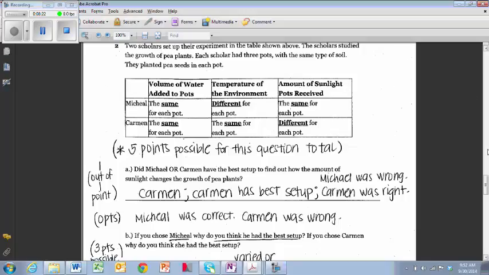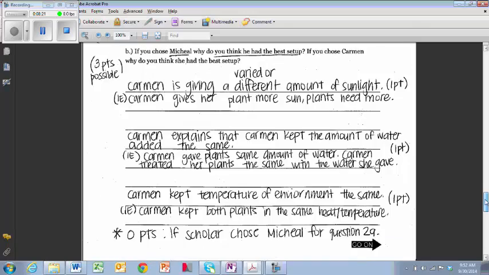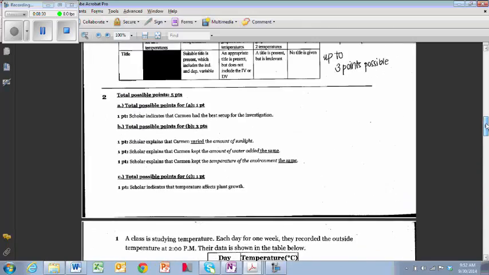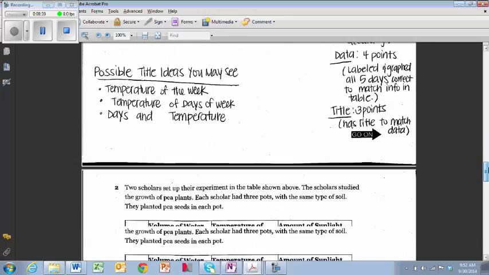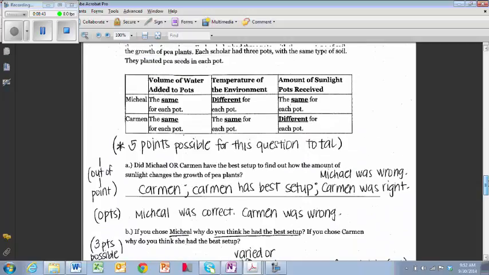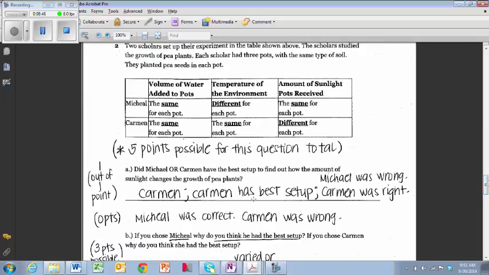And so each part, there's an A, a B, and a C. If you'll come back up to the rubric, you'll see that A is worth 1 point, B is worth up to 3 points, and then C is worth up to 1 point. And so the best way to go about doing this is to take a look at the exemplar response. So you'll see that the first question asks who had the best setup.